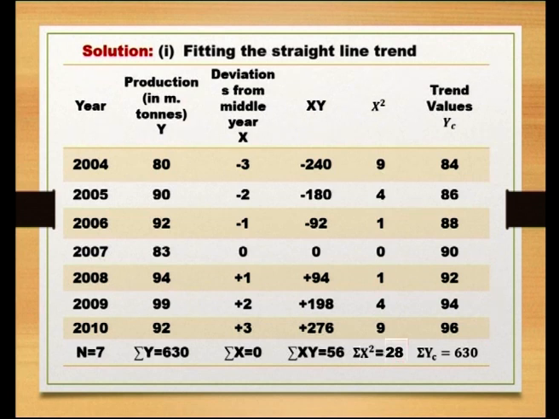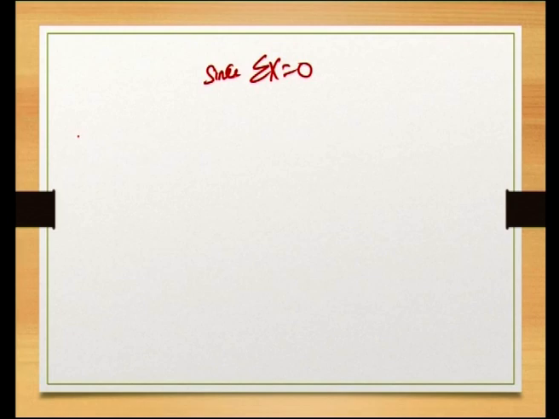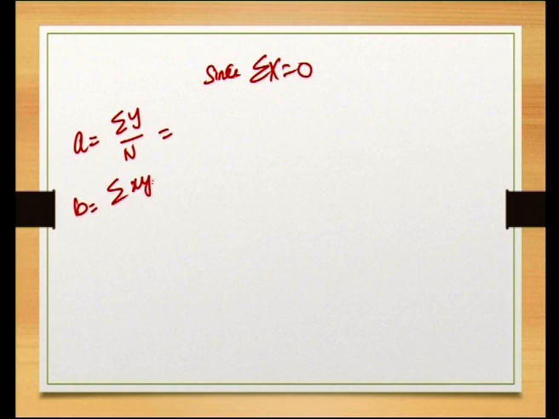Okay, how shall we calculate these trend values? First of all, for fitting the trend line, a and b have to be found out. Since here summation x is equal to 0, a is equal to summation y by n, and b is equal to summation xy by summation x square. These formulas of a and b are to be used only when summation x is equal to 0.